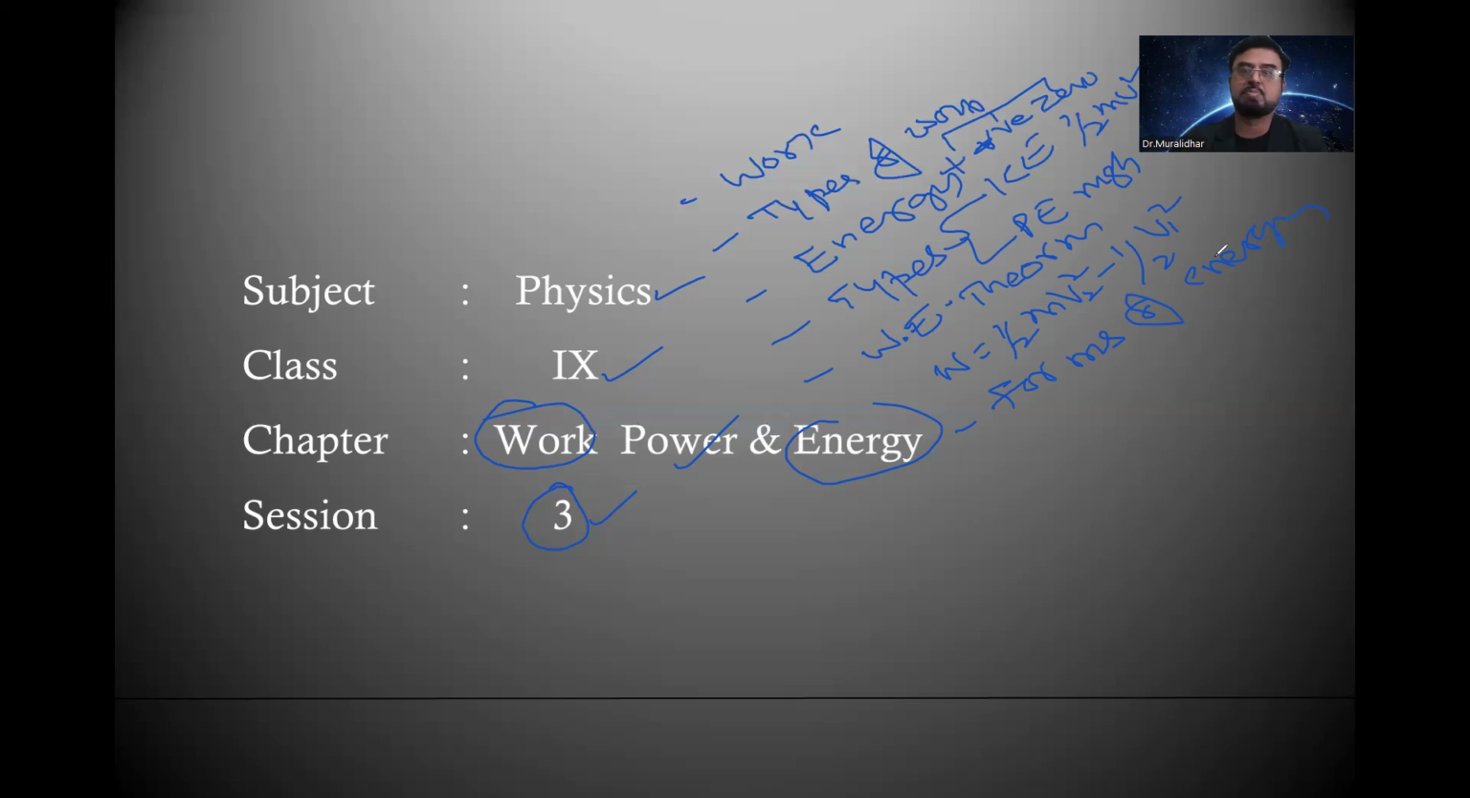Then the third one is power. As I told you in the beginning, all three are connected to one another. Work is when the body is displaced when a force is applied. Energy is the capacity of doing work. But power is the rate of work done, how fast you are doing the work. Rate is not cost.